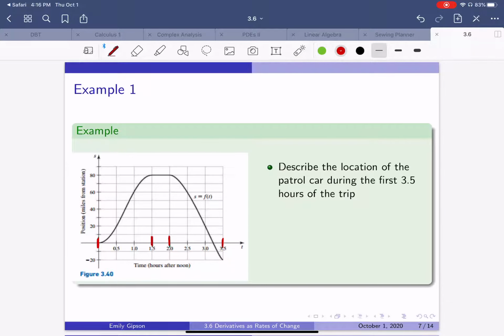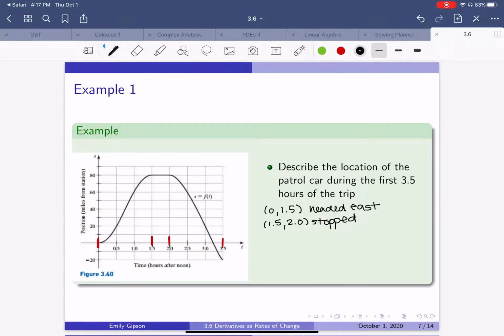So we see from time equals 0 to time equals 1.5, our position is increasing. That means we're getting further away eastward from the police station. So from 0 to 1.5, we're going east. Then something curious happens. 1.5 to 2, we stay in the same position. We stay 80 miles away from the police station. So we're stopped.